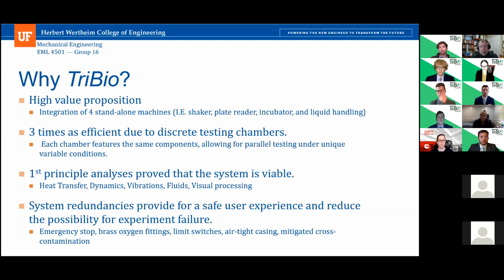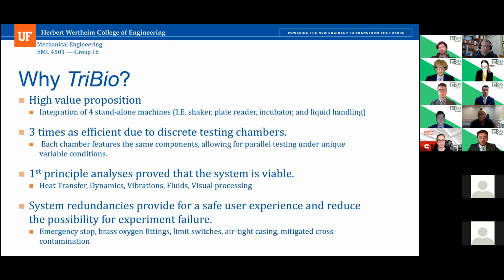We've also performed first principle analyses on the system to prove its viability. As we've shown in detail earlier in this presentation, these analyses include heat transfer, dynamics, vibrations, fluids, and visual processing. And last, but certainly not least, we have multiple system redundancies to provide a safe user experience and reduce the possibility of experiment failure. In the case of emergency, there's a clearly visible and easily accessible emergency stop button on the front of the device.